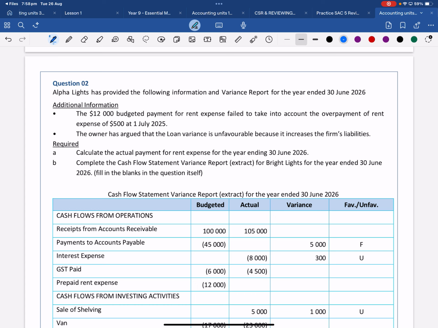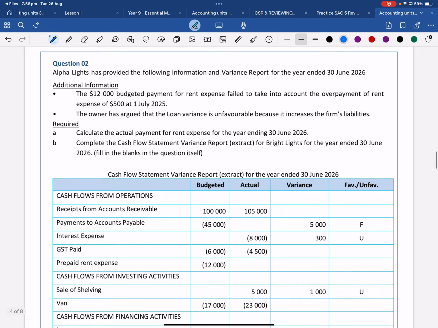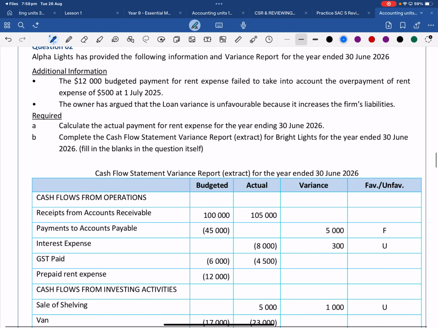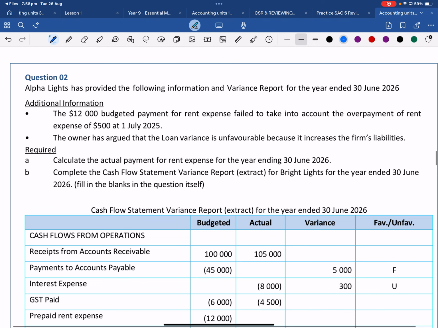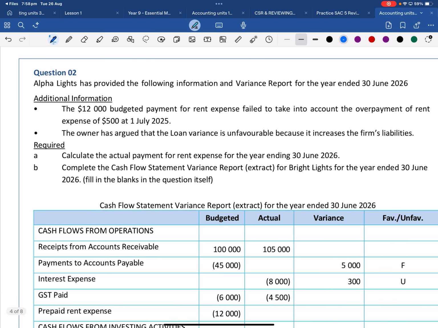Okay. Right. Now see this one. Firstly, part A, guys. I think part A, some of you might have done incorrectly. That's a bit confusing, yeah? Right, now we'll see. Alpha. So they have a variance report for the year ended 30th June 26, right? Now additional information, right?